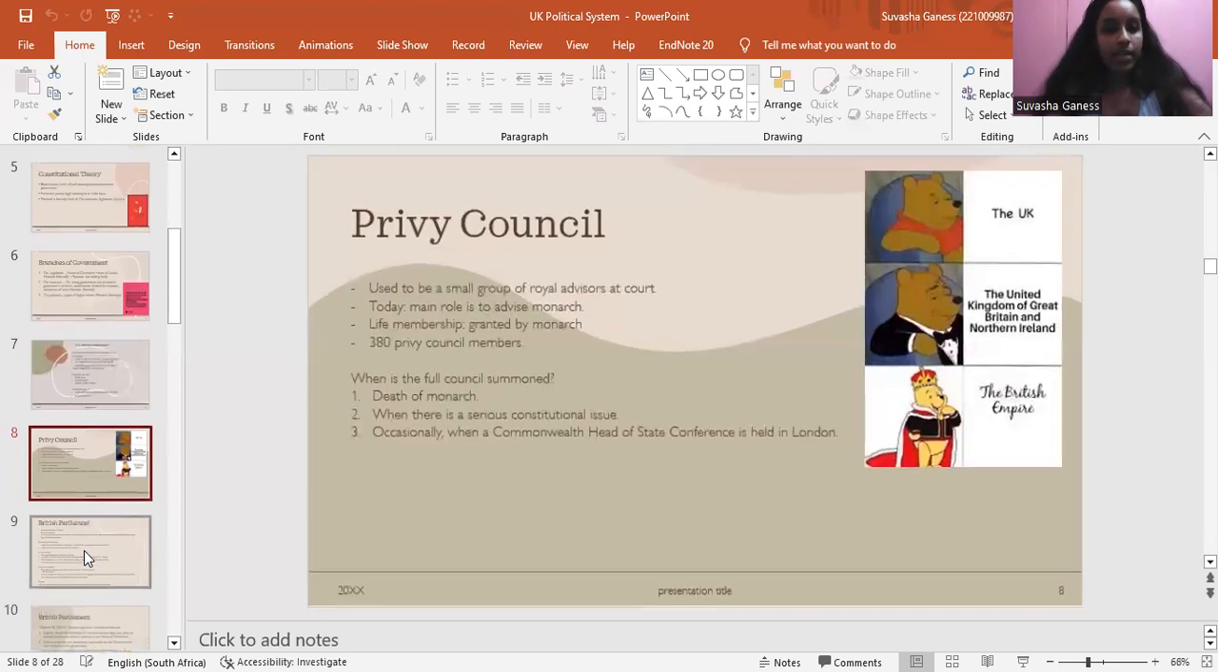Now let's look at our next slide, which is looking at the Privy Council. So the Privy Council used to be a small group of royal advisors at court. Today, the main role is to advise the monarch. Life membership to the Privy Council is granted by the monarch, and currently there are 380 Privy Council members. So when is this full council summoned? Firstly, on the death of a monarch, when there is a serious constitutional issue, or occasionally when a Commonwealth head of state conference is being held in London. So they're not always convened.